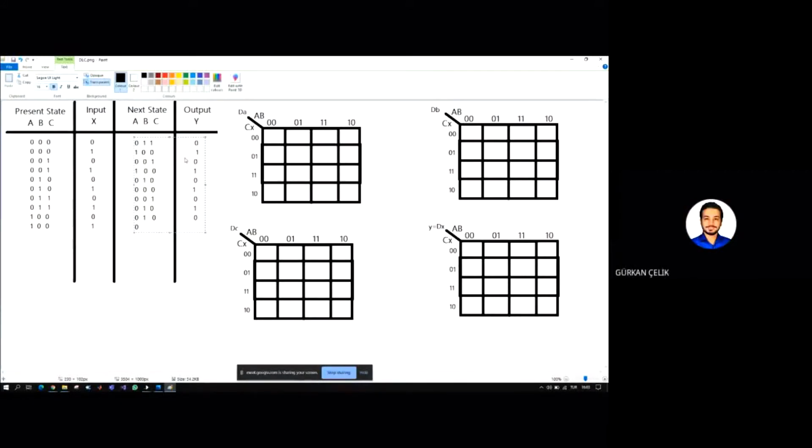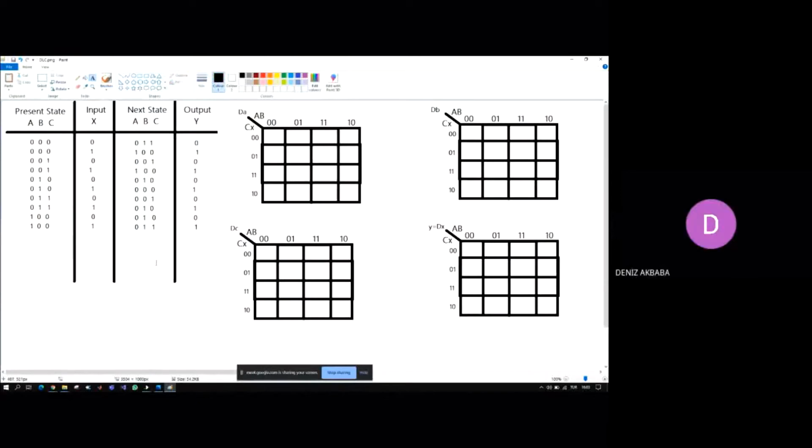0, 1, 1 and the output is 1. True. Okay. Correct. So there is no question until now, right? No.